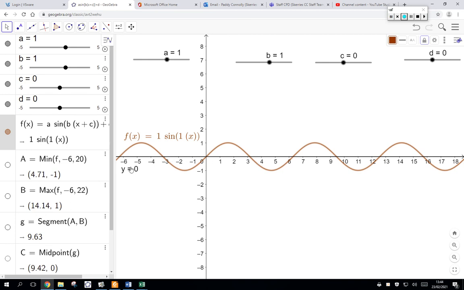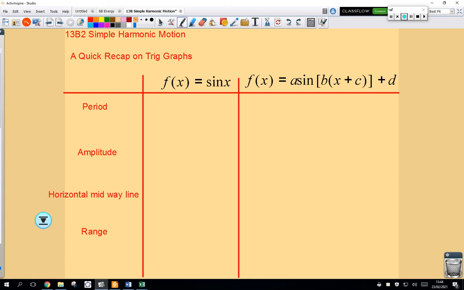The equation of the x-axis is y equals 0 because every point on the x-axis has a y coordinate equal to 0. So the horizontal midway line has the equation y equals 0. Let me just write that down here on my flip chart. So the horizontal midway line for the sine function is the line y equals 0.